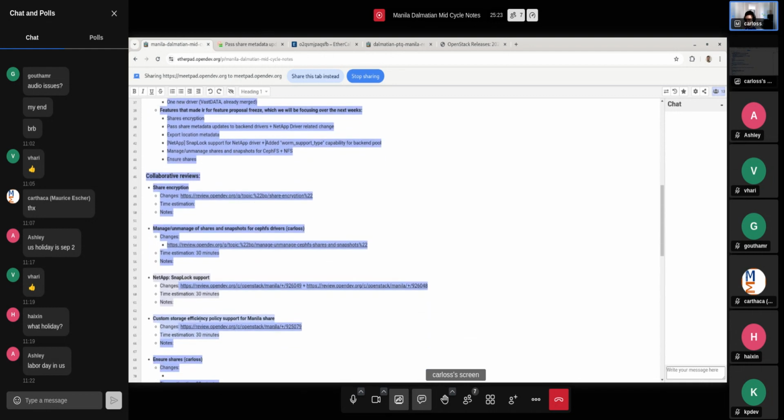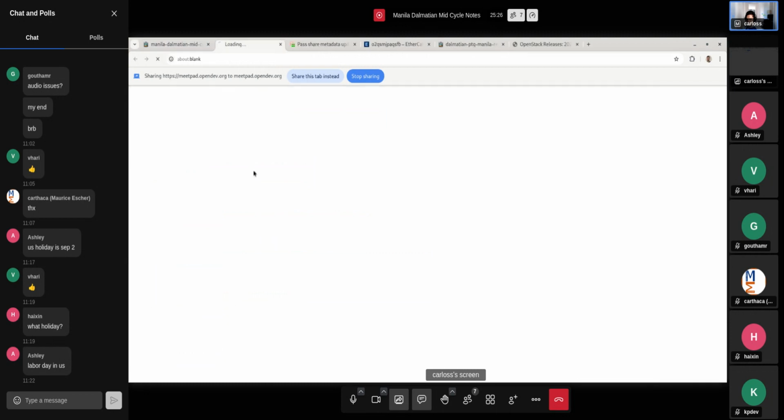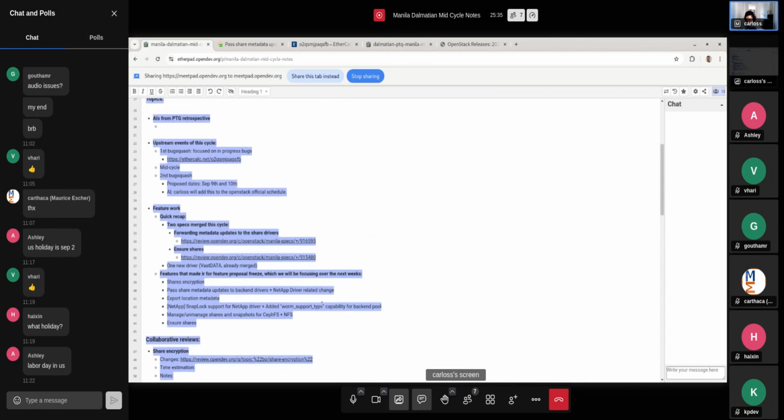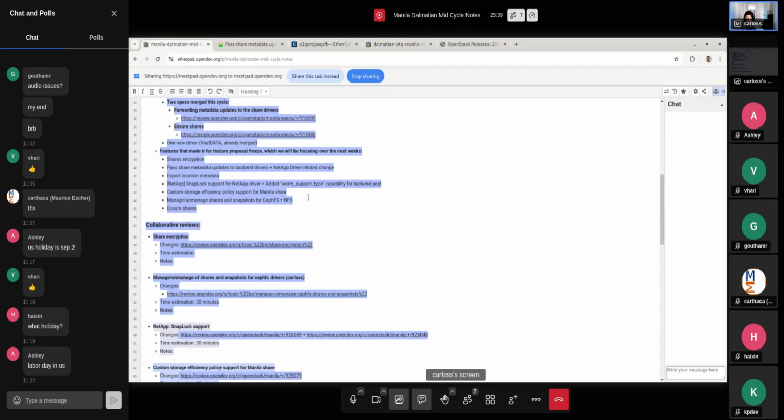And yeah, I think this is another one that I didn't add to the list, but I'll do it right now. So another candidate for feature proposal freeze that was proposed in time. I got confused with those. And yeah, custom storage efficiency policy support for Manila share. Also, SnapLock support for the NetApp driver. Manage shares and snapshots for the CephFS and NFS drivers, and ensure shares.